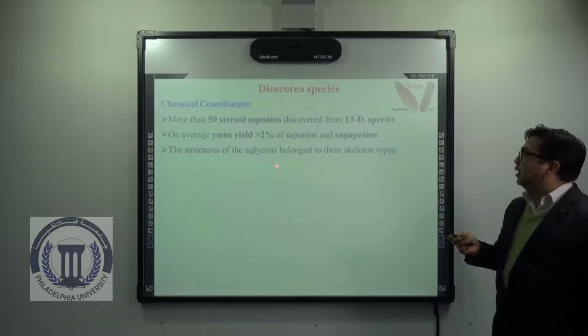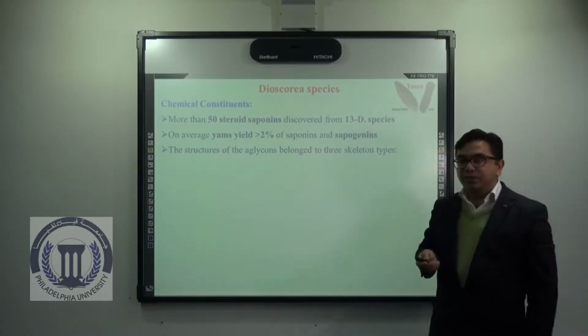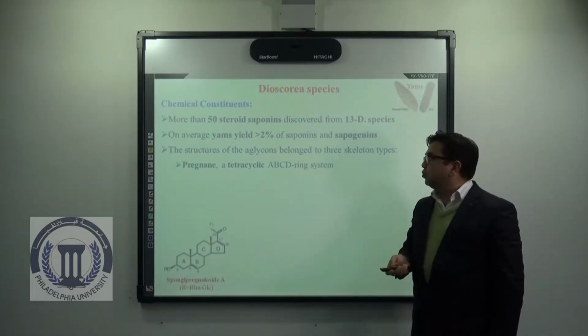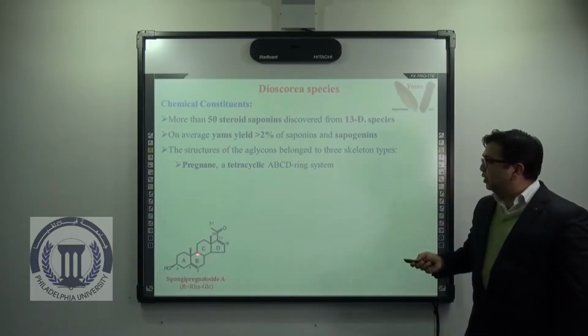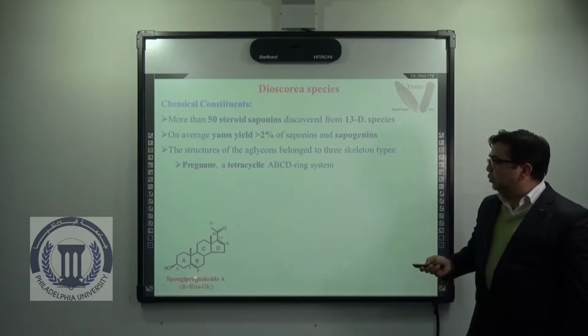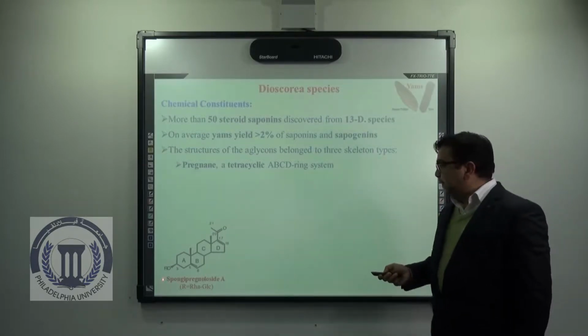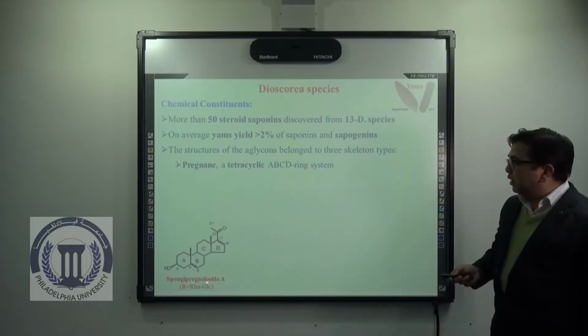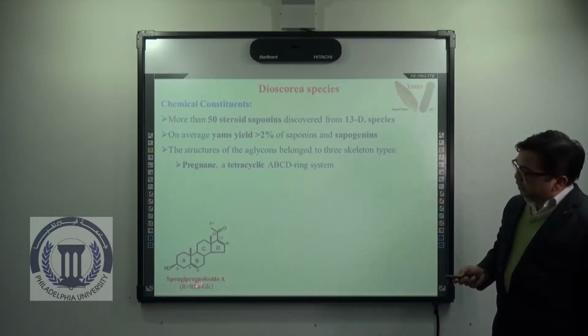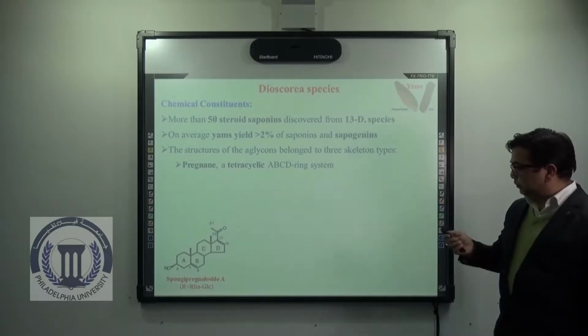The structures of aglycons here mainly belong to 3 skeleton types. First one is the pregnane type, which is nothing but a tetracyclic ABCD ring system. If you look at this, it's a tetracyclic ABCD ring system. One of the examples given here is spongipregnoloside A, and here the glycoside part contains a disaccharide, that is rhamnose and glucose.